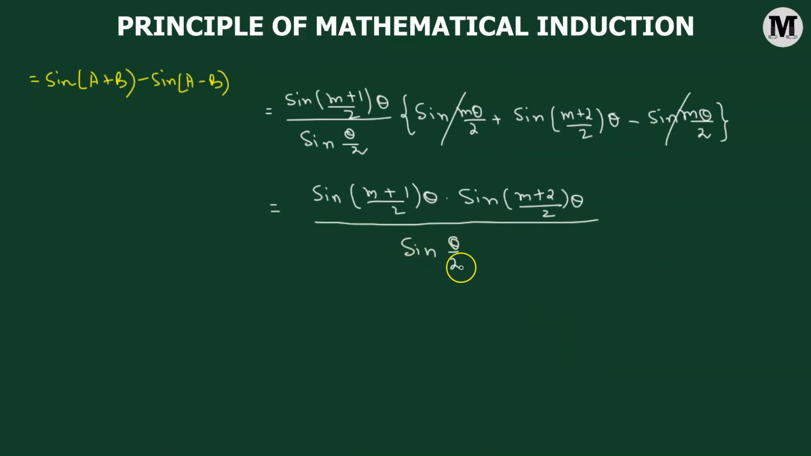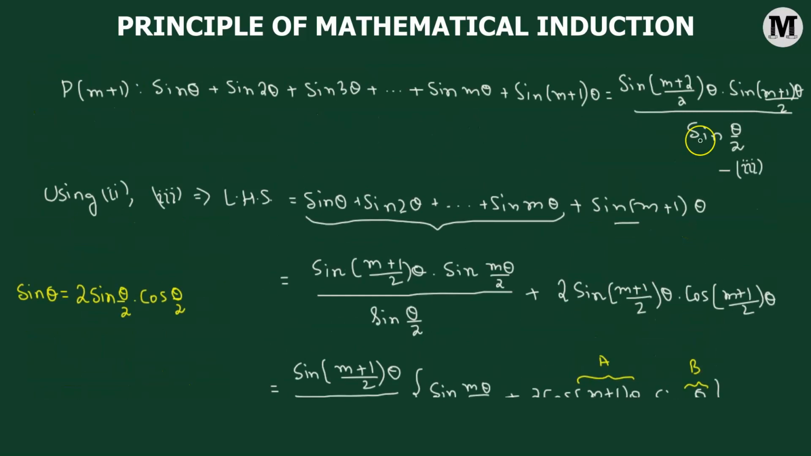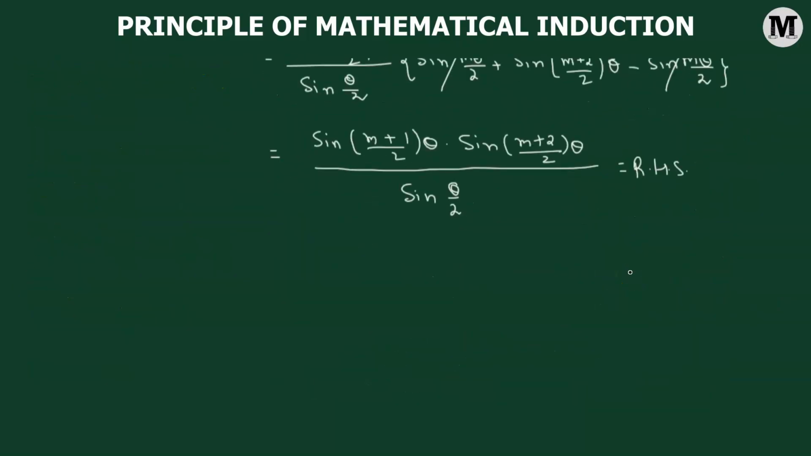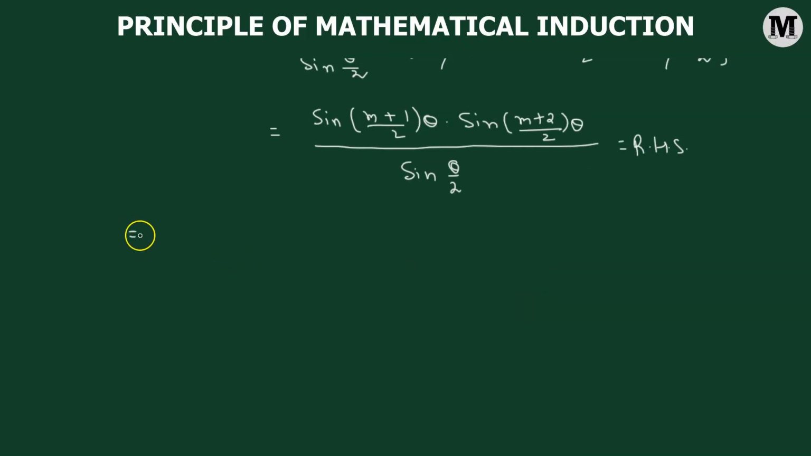And this is exactly the expression on the right hand side. So let's check it out. Yes, so we have obtained exactly the right hand side of statement number 3. So this implies that we have successfully showed that the left hand side equals the right hand side. And if that's the case, then we can say that our statement P of (m plus 1) turns out to be a true statement as well.